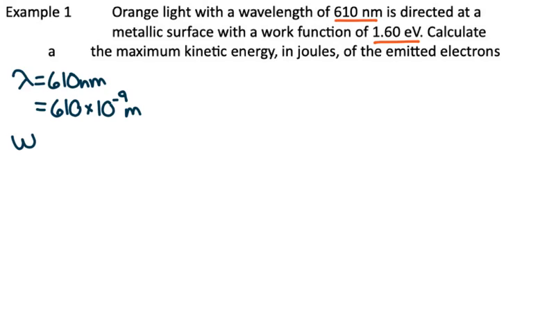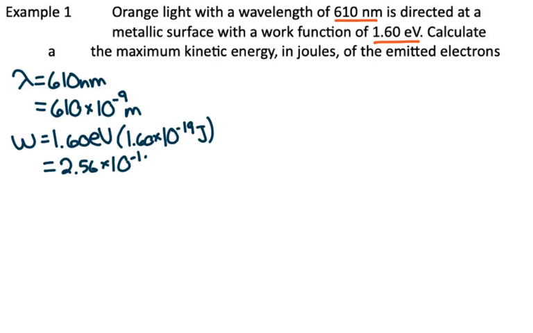We know the work function, 1.60 electron volts. But we can't use electron volts in calculations. We need to convert this into joules. And this can be found in the data table that 1 electron volt is the same as 1.60 times 10 to the minus 19 joules. Doing that, we would get 2.56 times 10 to the minus 19 joules for the work function. That's all the information we've been given.